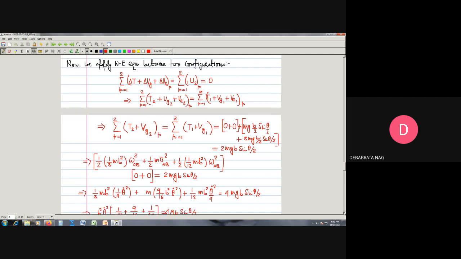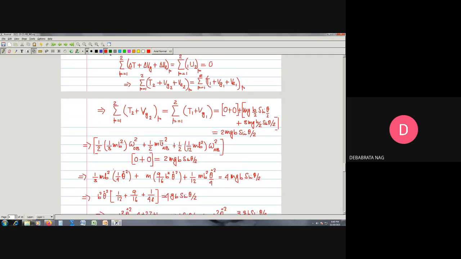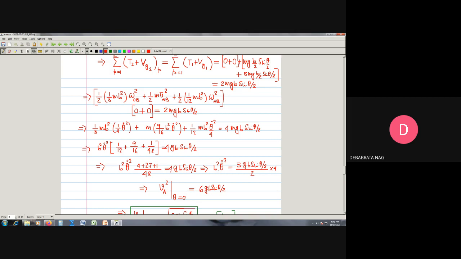So I can therefore see from here that it is going to be 1/3, and this is the final configuration, meaning at theta equal to 0. So straight away, all these are referring to this theta dot square, at theta equal to 0. On simplification, if I take the half common and multiply it here, then it becomes b square theta dot square into 1/12 plus 9/16 plus 1/48. When simplified, b square theta dot square comes out as 3 g b sin theta by 2 into 4, that means 6 g b sin theta by 2.